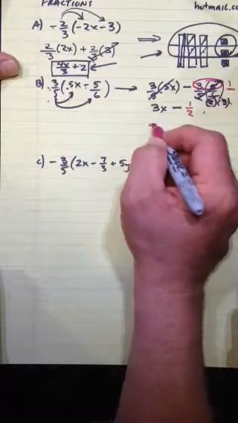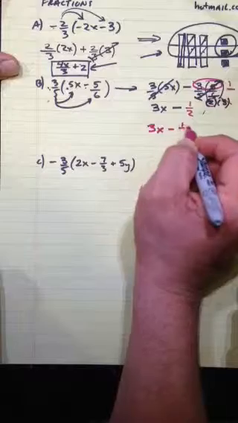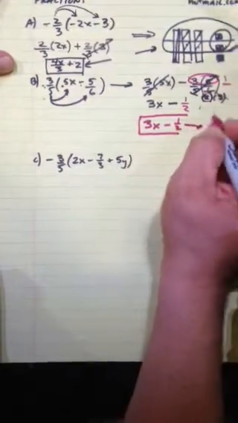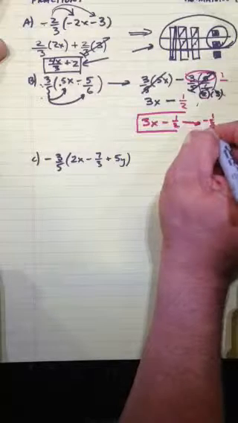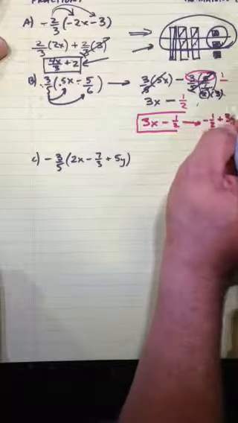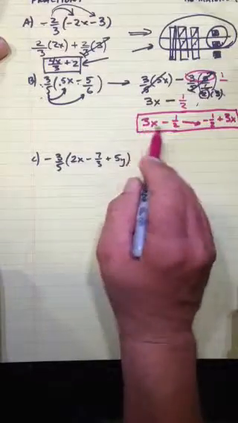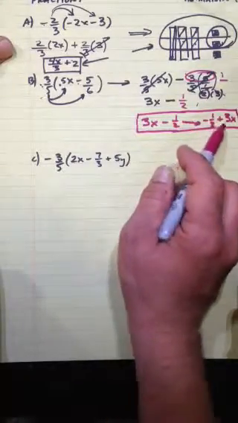And so this has a result of 3x minus 1/2, which could also be written as negative 1/2 plus 3x, in case we wanted to write it that way for some reason. 3x minus 1/2 or negative 1/2 plus 3x.